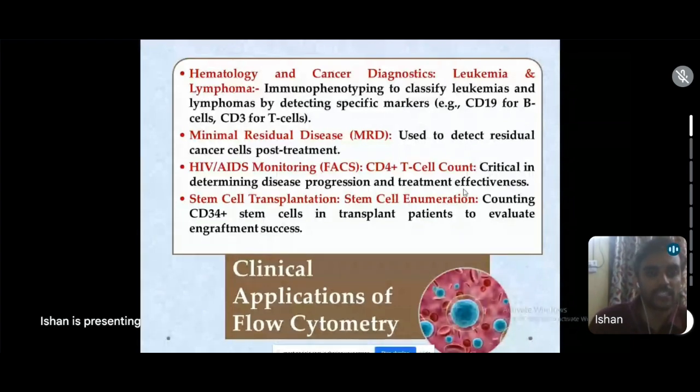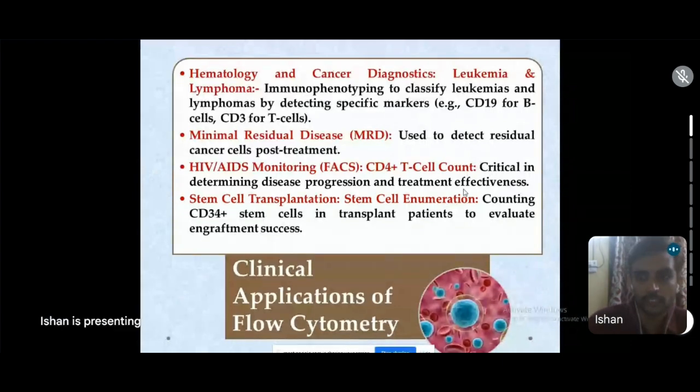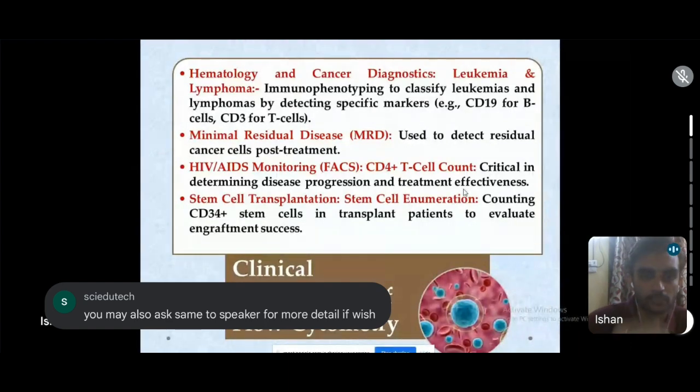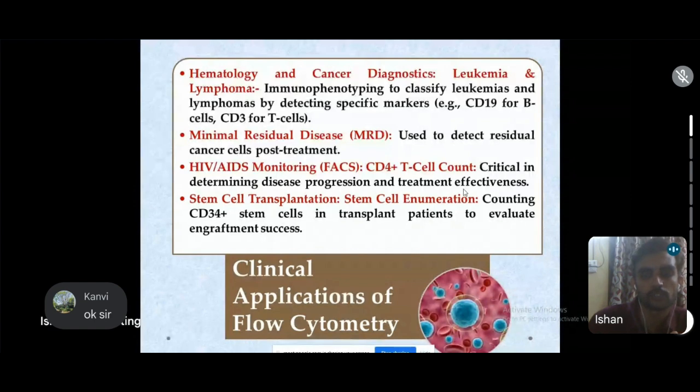Then comes HIV and AIDS monitoring, which is an immune deficiency disease. As I initially told you, flow cytometry is divided into two parts based on cell sorting and cell analysis. So in case of HIV/AIDS, this flow cytometry can be called FACS, fluorescent activated cell sorting. FACS differentiates the cell based on CD4 plus T cell count. This will differentiate that if the cell is CD4 positive, it can be treated as HIV/AIDS. So, CD4 plus T cell count.